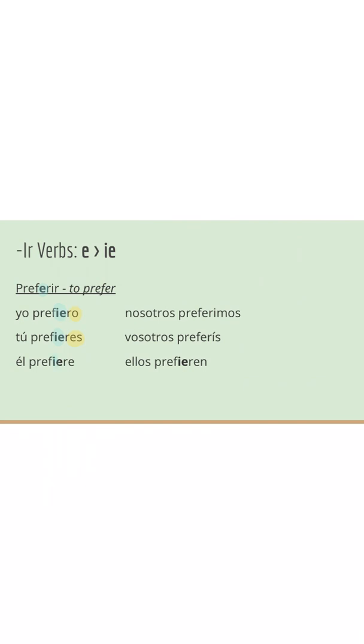He prefers, él prefiere. Now remember, when we get to our nosotros and the vosotros form, we see no stem change. So it conjugates just like any other normal verb that we've done so far. So we have nosotros preferimos and vosotros preferís. However, we do go back to our stem change for ellos, and we see that as ellos prefieren.